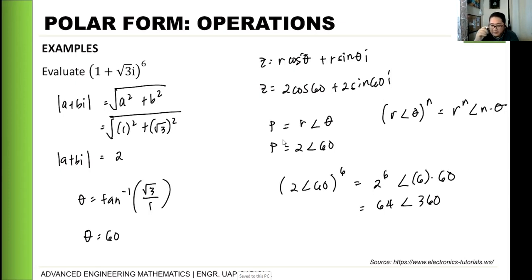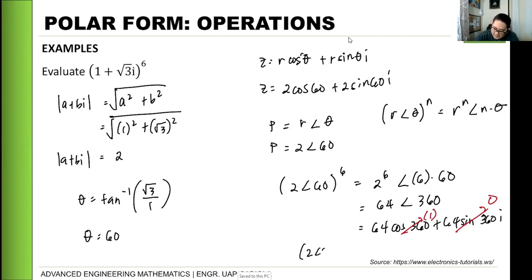So, if this is not among your choices as an answer, you have to convert this back to our rectangular form. So you just do 64 cosine of 360 plus 64 sine of 360i. And then you get the values. Cosine 360 equals 1, and sine 360 equals 0. So this will be 0, then this will be equal to 1. So our final answer for (2 angle 60)^6 is indeed 64 times 1, or just 64.